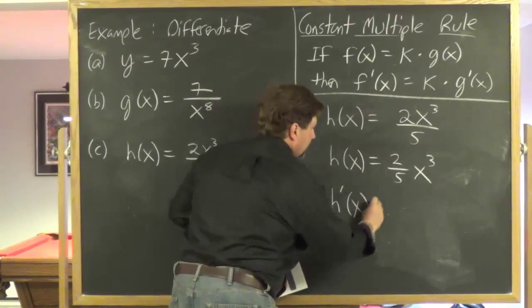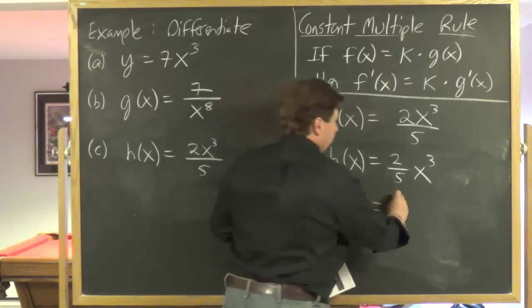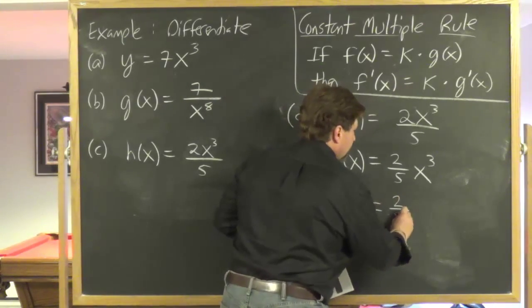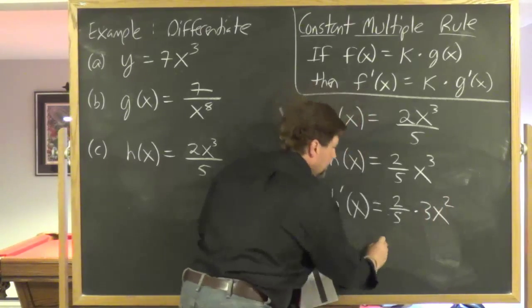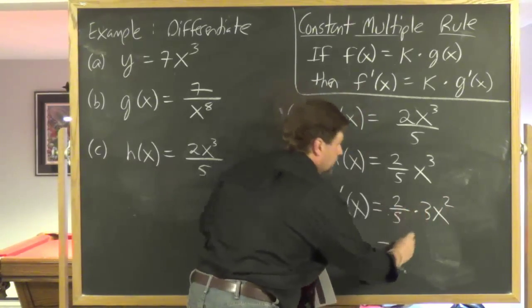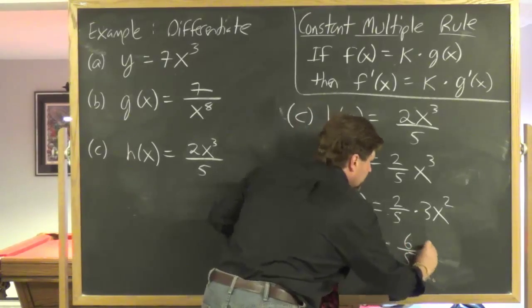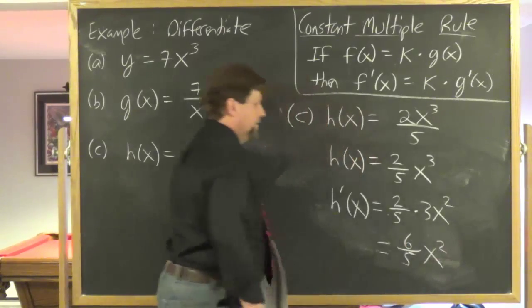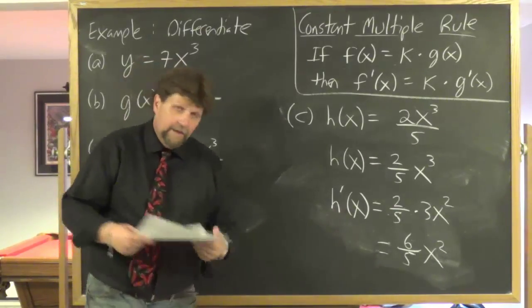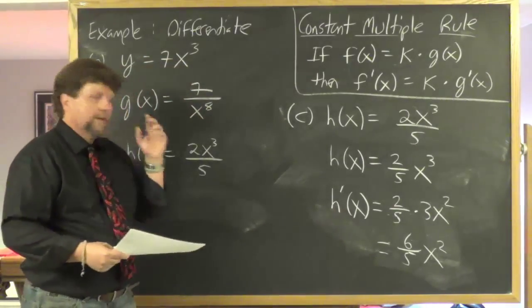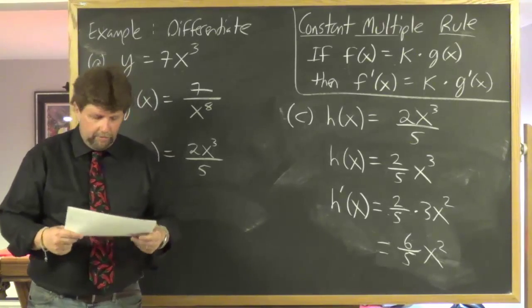When I use the constant multiple rule, I get 2/5 times 3x squared. 2/5 times 3 is 6/5 x squared. So that's the derivative for part C. So that's a quick look here at 3 examples of doing the constant multiple rule.